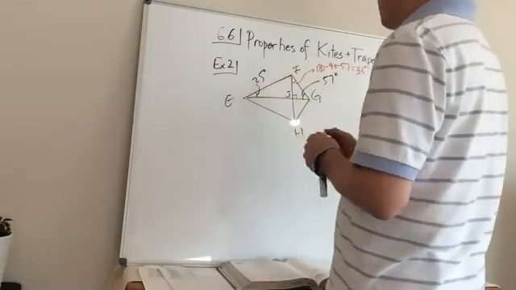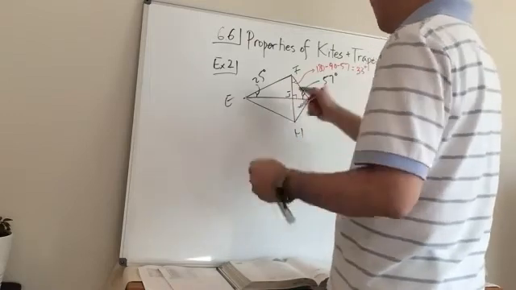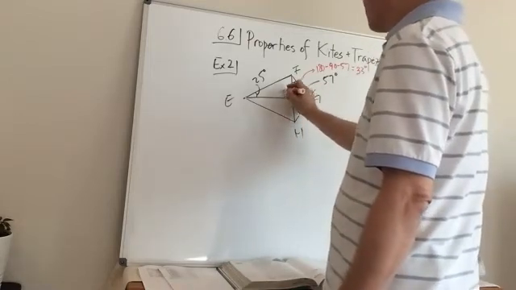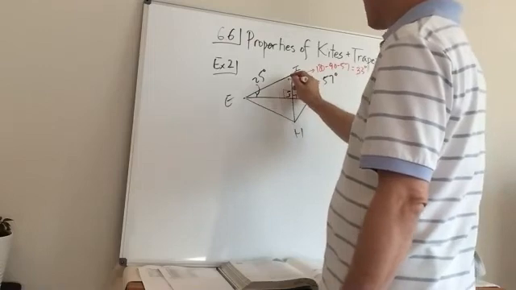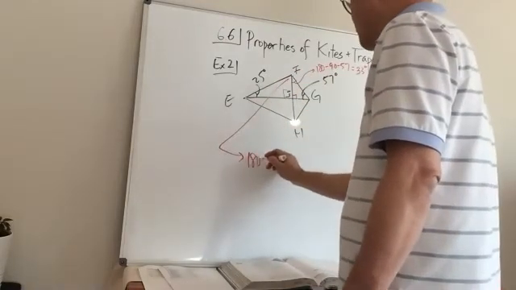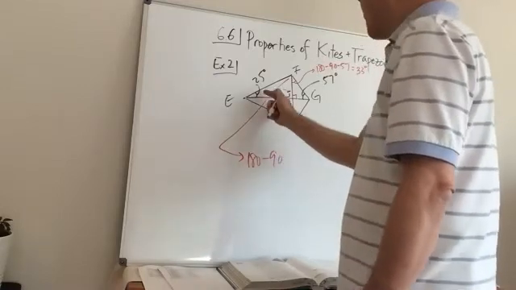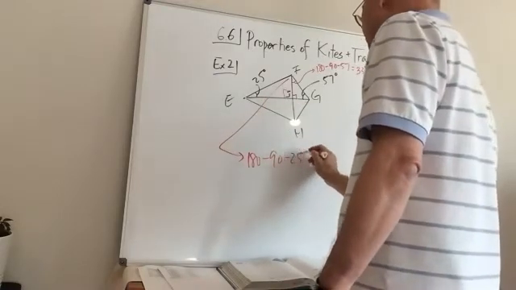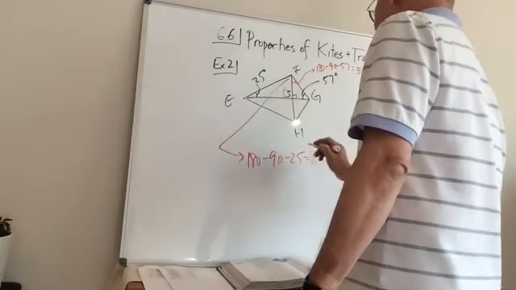And then we have angle JFE. So same thing here, right? Since this is 90 degrees here, this guy here, the angle is going to be 180 minus 90 minus the 25. That would be 65 degrees.